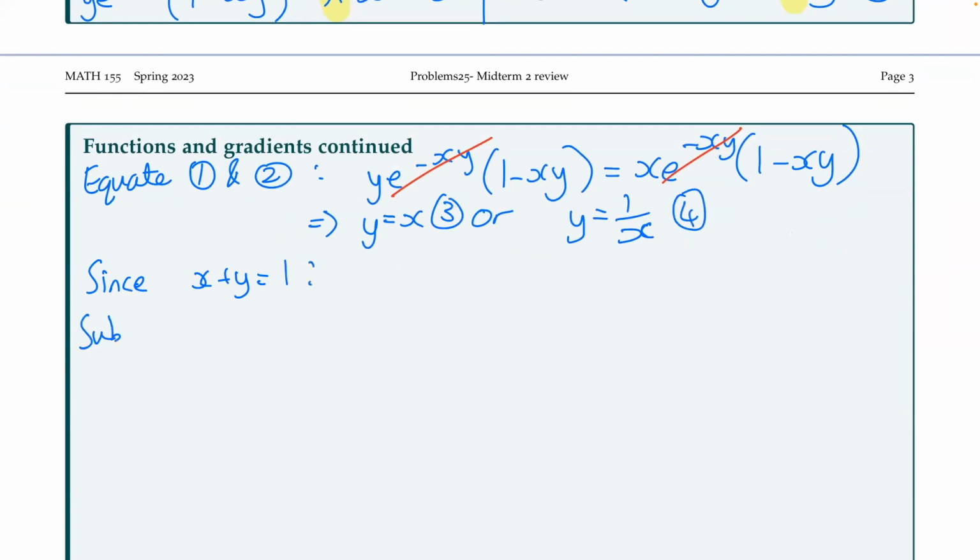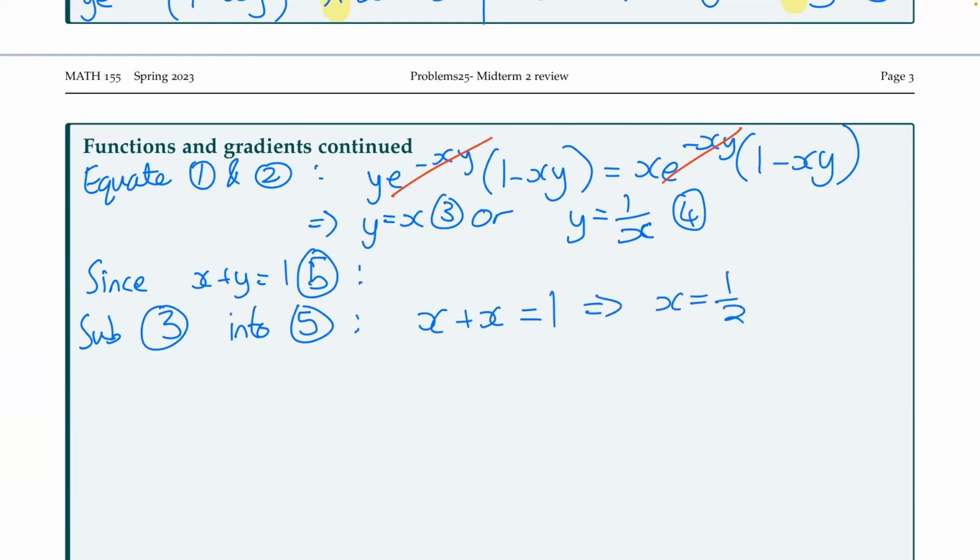What can we do? We can substitute one of these into our constraint or vice versa. So let's substitute 3 into, I'll call my constraint 5. So substitute 3 into 5. That gives me x plus x. If I eliminate the y's, it's going to equal 1. So x must equal a half. And y is equal to a half.